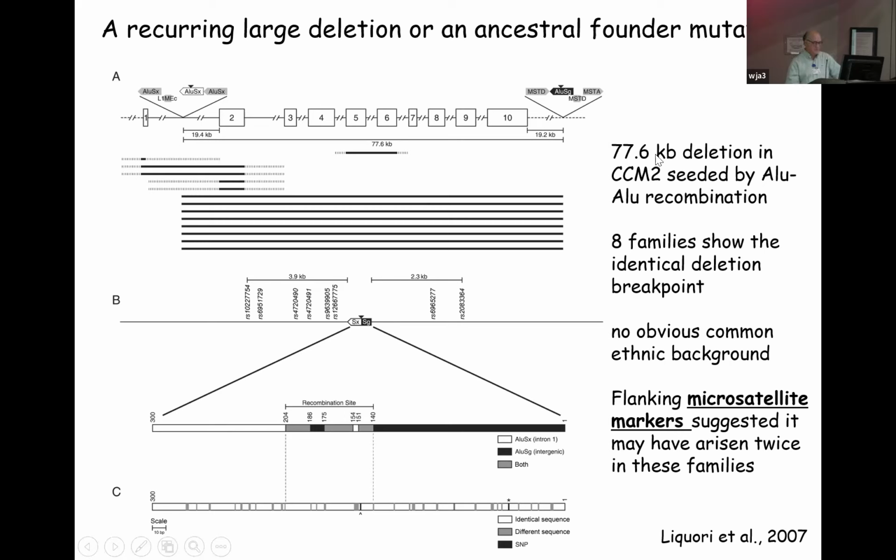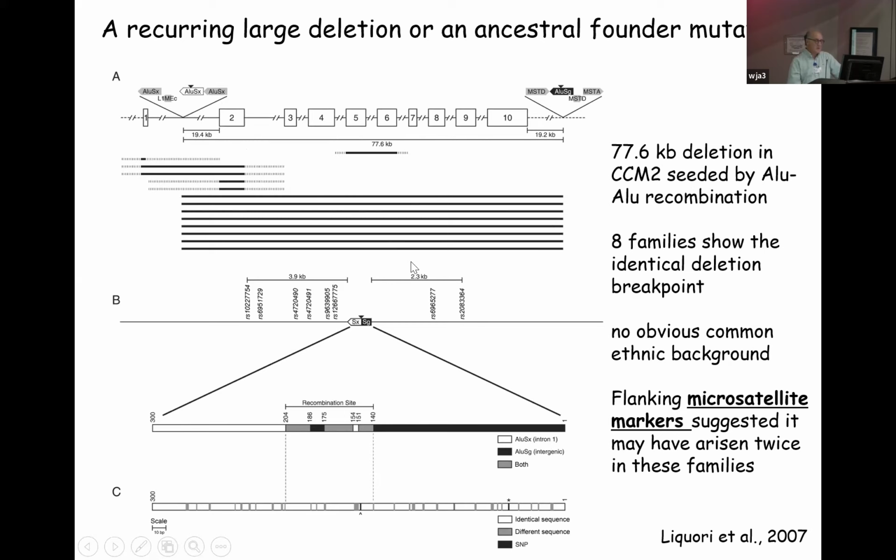And this is just one gene, CCM2. But what was interesting was, here's a patient with a deleted exon 1, this patient exon 2, this one exon 3. We found a bunch of patients that had the identical huge deletion of 77.6 kilobases, and it deleted essentially the whole gene minus exon 1.